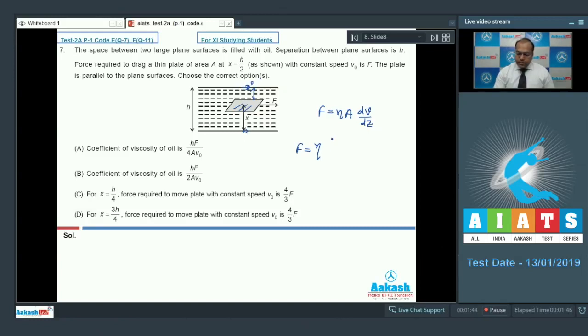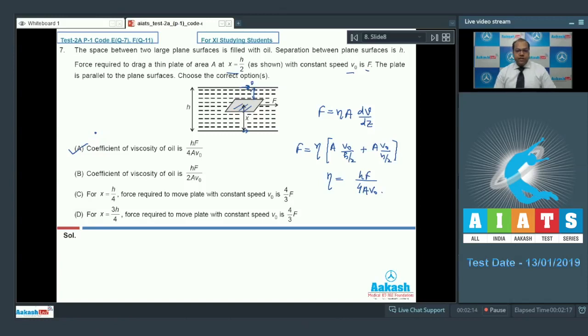So I can write this eta times A into V0 upon h by 2, because at x equal to h by 2 the force F is acting and the plate is moving with velocity V0, plus A into V0 divided by h by 2. So from here the value of eta comes out to be hF divided by 4A V0. So option A is correct and B is wrong.